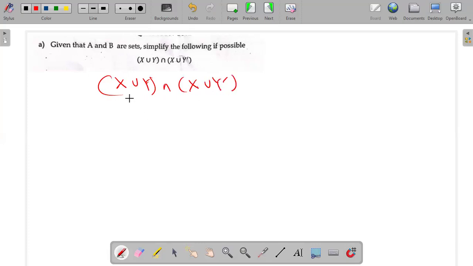From here, for us to simplify, we see that we have X union in both of these sets. So we can factor out that X union, and then we remain with Y. The sign in between is intersection, and then Y complement. Okay, so we deal with this part here, which is Y intersect Y complement. Y intersect Y complement is just equal to the empty set.